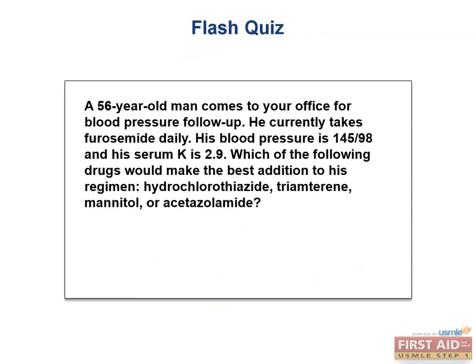Okay, let's finish up with some questions. A 56-year-old man comes to your office for blood pressure follow-up. He currently takes furosemide daily. His blood pressure is 145/98 and his serum potassium is 2.9. Which of the following drugs would make the best addition to his regimen? Hydrochlorothiazide, triamterene, mannitol, or acetazolamide?